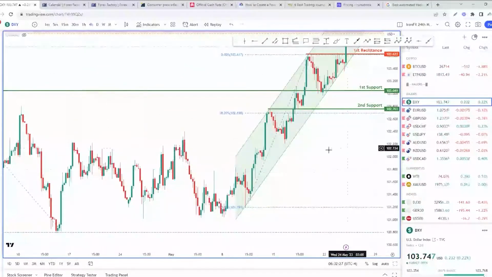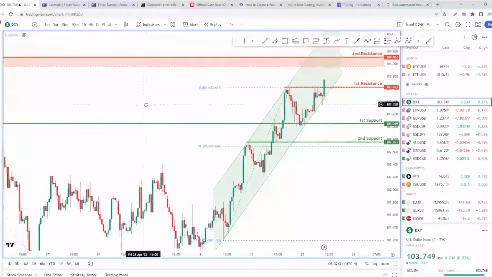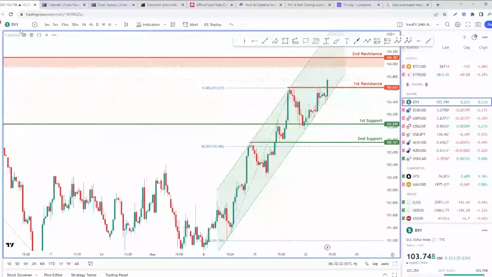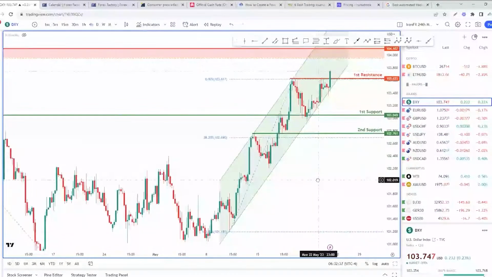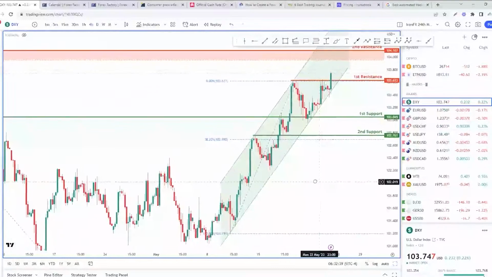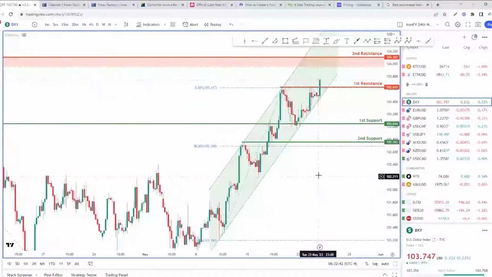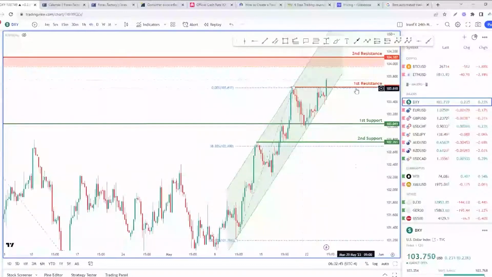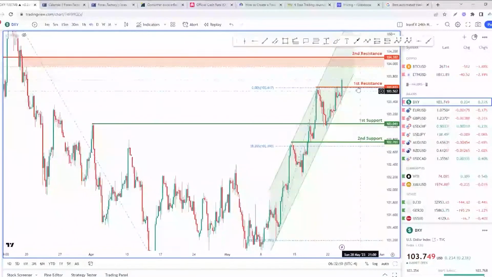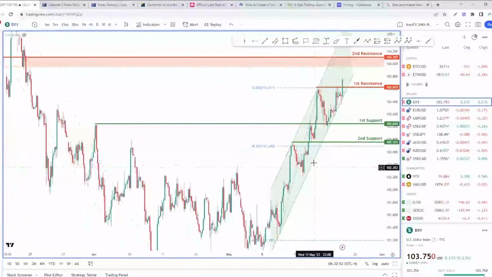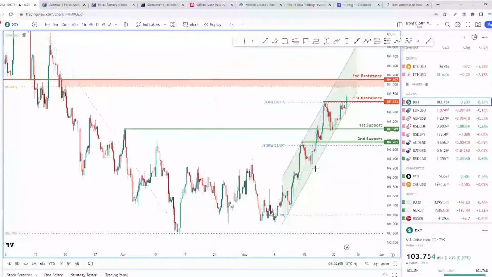Okay, otherwise, I'm on the 4-hour chart for the dollar index, DXY, right? This is a dollar index that tracks the performance of the US dollar relative to all its peers. So as you can see, earlier in the day, we had identified the first resistance level at 103.6.